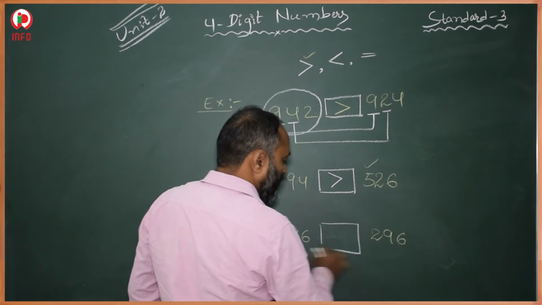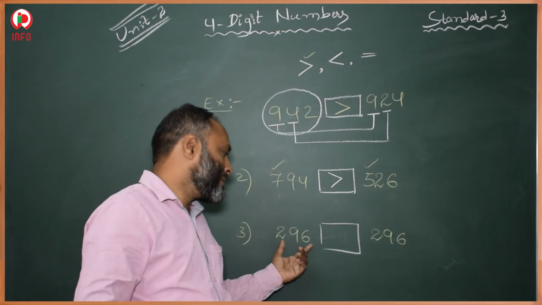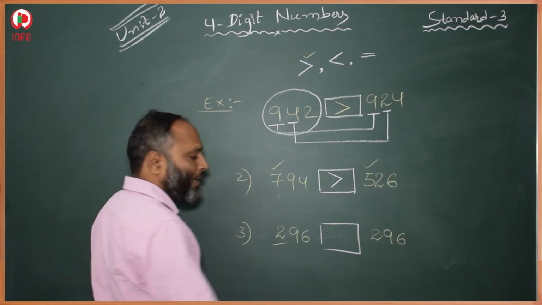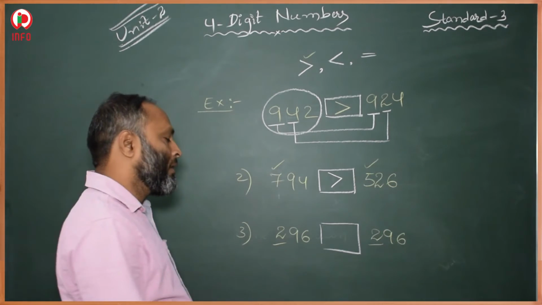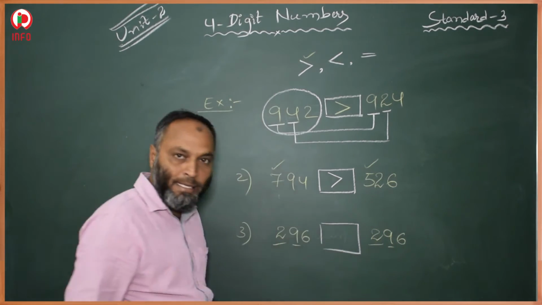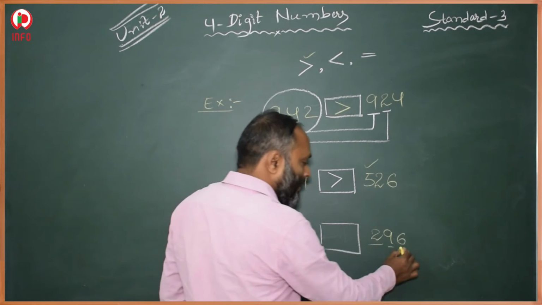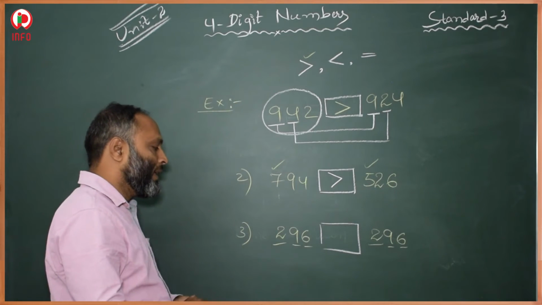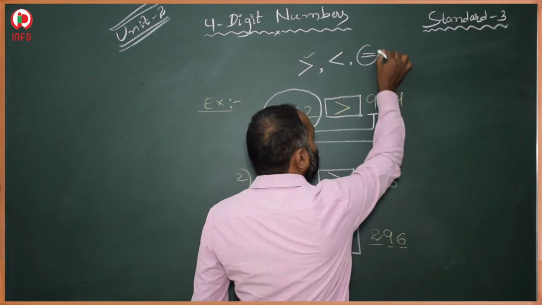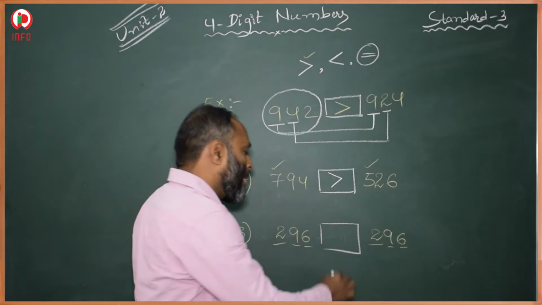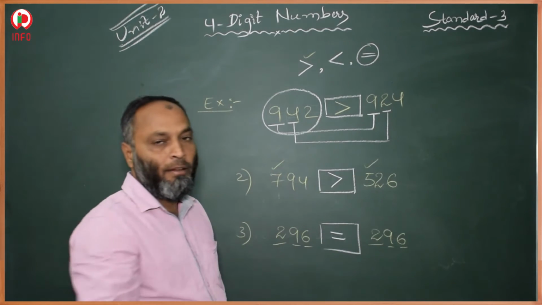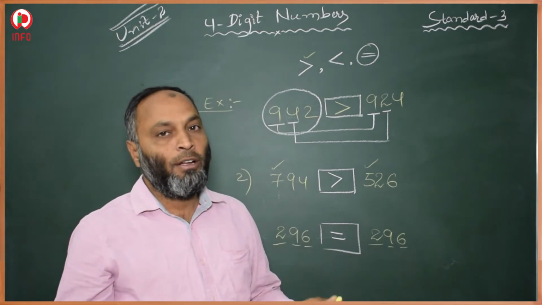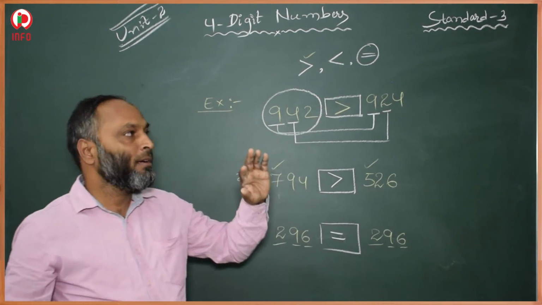If one number is 296 and the other number is also 296, how to check? The same way. Here the hundreds digit and here the hundreds digit are the same. In the tens, 9 is there, same, and again 6, both the same. It means all 3 digits are the same. If all 3 digits are the same, then we use the equal to symbol. This symbol we have to use. It means they are equal. In this way we have to decide which one is bigger and which one is smaller. If equal, then we use the equal to symbol. So this is comparing.